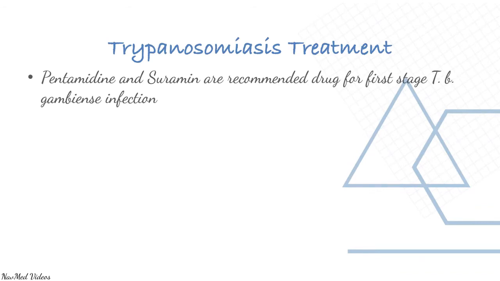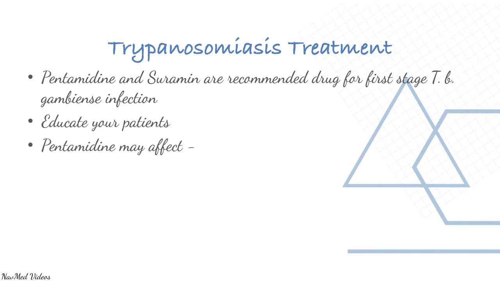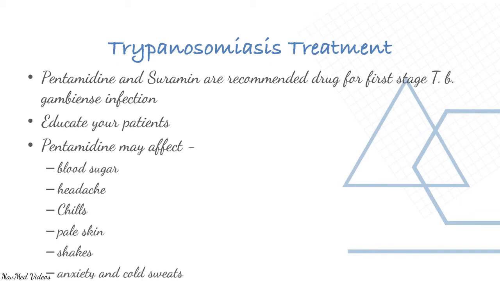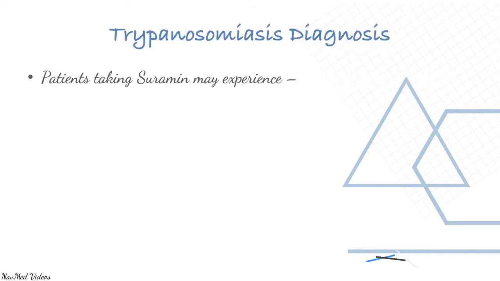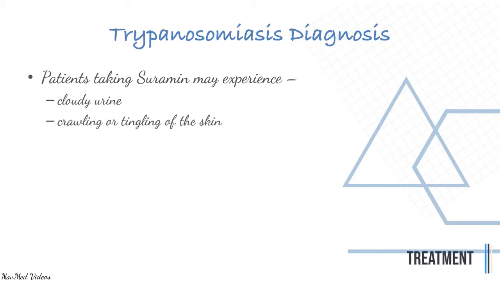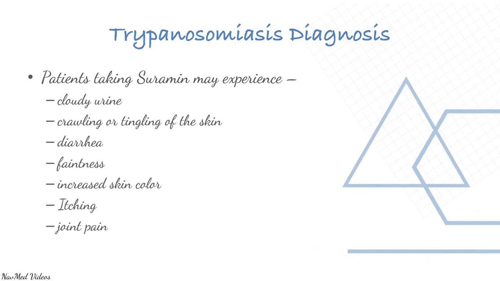Treatment includes pentamidine and suramin as first stage. Educate your patients. Pentamidine may affect blood sugar, and cause headache, chills, pale skin, shakes, anxiety, and cold sweats. Patients taking suramin may experience cloudy urine, crawling or tingling of the skin, diarrhea, faintness, increased skin color, itching, joint pain, nausea, and skin rash.